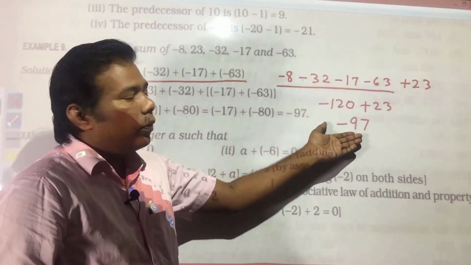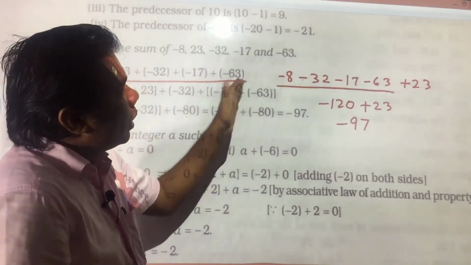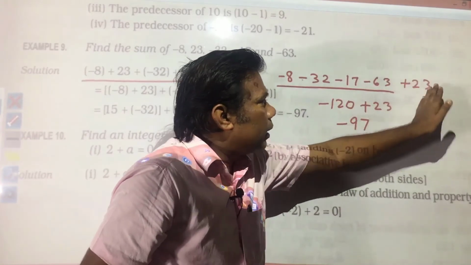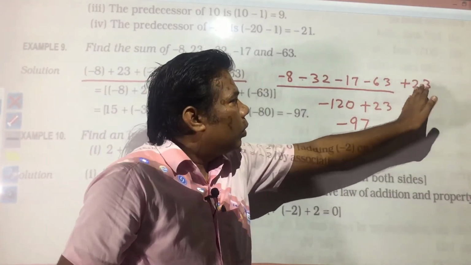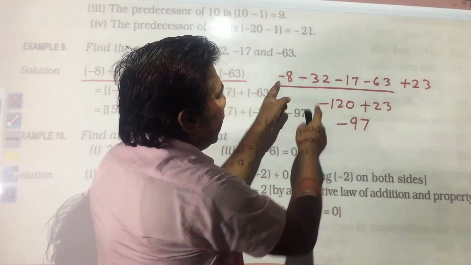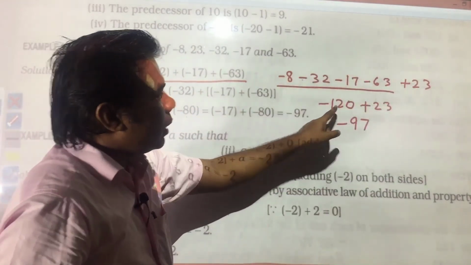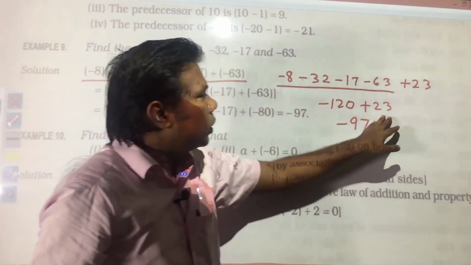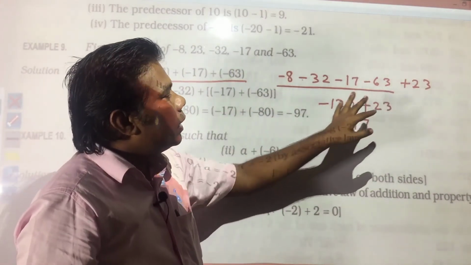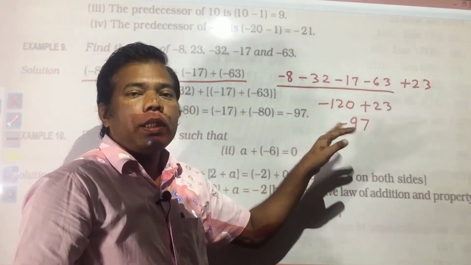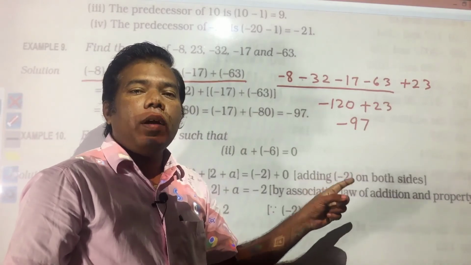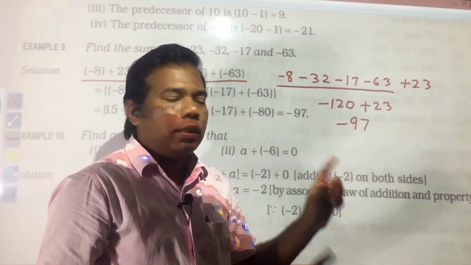So this is the better way I would suggest: all the negative integers you write together, all the positive integers, if suppose more would be there, should be written together. Then separately they should be added. Then we need to see the smaller number and the bigger number. The smaller number is required to be subtracted from the bigger number, and the sign will be of the bigger number, and that will be your answer.